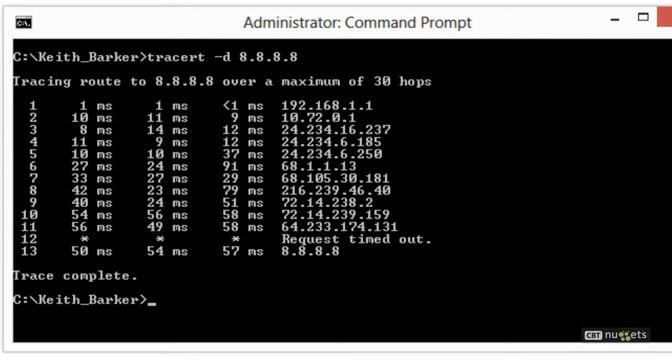So here's what I'd like to do. Let's go ahead and take this IP address right here, 192.168.1.1, which happens to be my first router in the path between myself and 8.8.8.8. And my question for you is simple. Is this address a Class A, B, or C address?